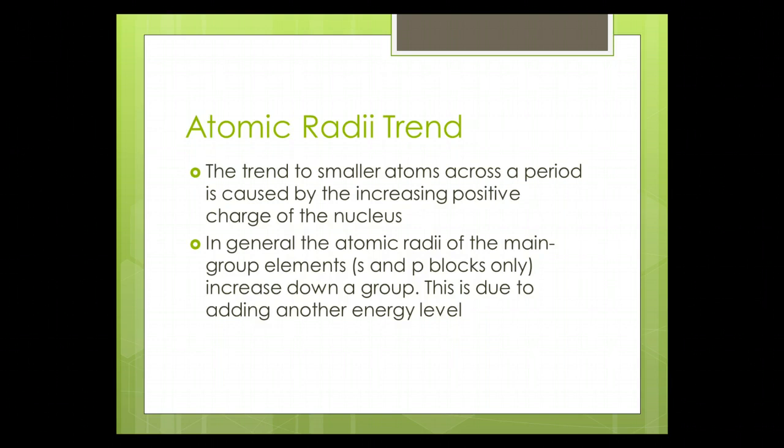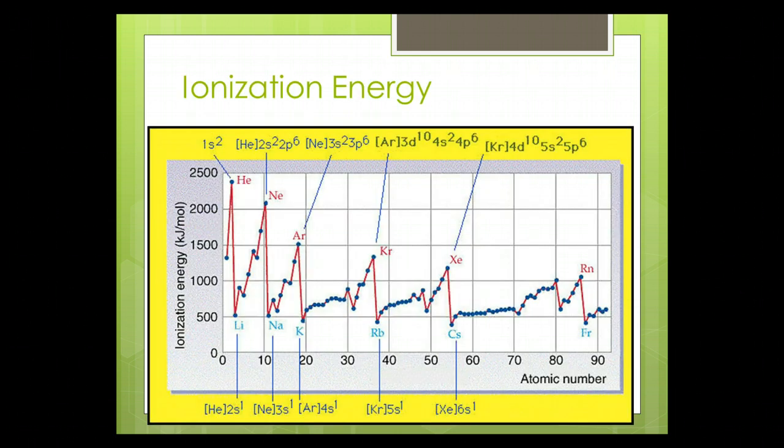In general, as you go down a group, in the main groups, S and P blocks only, it increases, and this is due to adding another energy level, so those electrons are getting further and further from the nucleus, and so atomic radius increases. How about ionization energy?